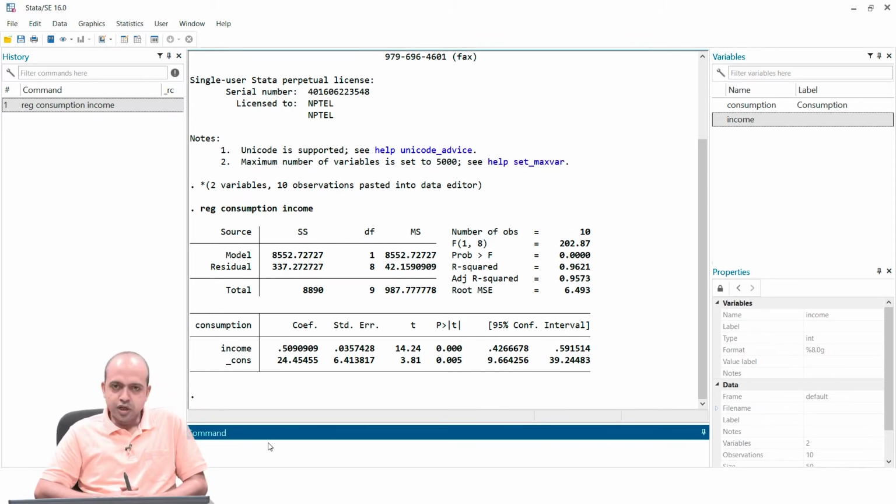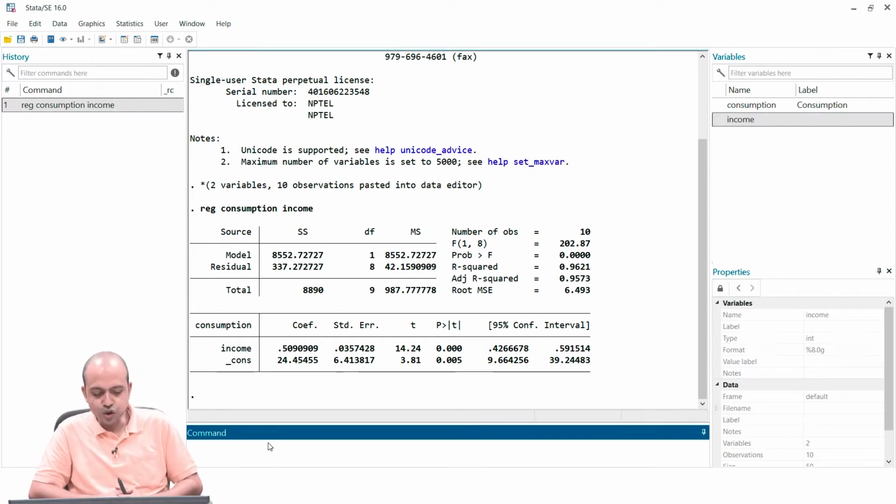So, we have estimated a consumption function and we have only one explanatory variable, income, and the coefficient of income is 0.5090. That means, for a unit change in income, on average consumption changes by 0.5090 unit. This is the interpretation that we have learned, but now what will we do?